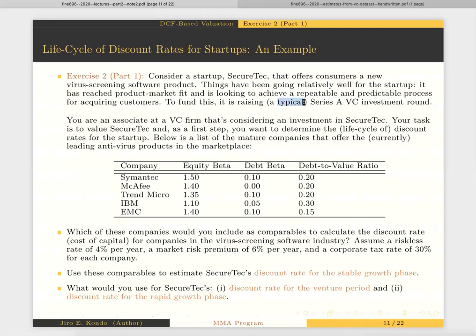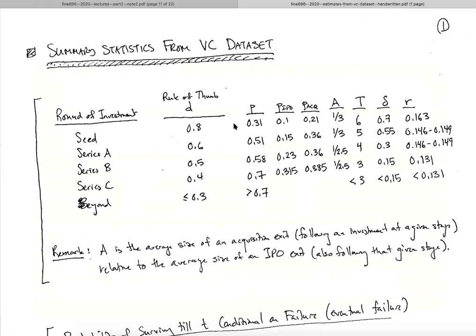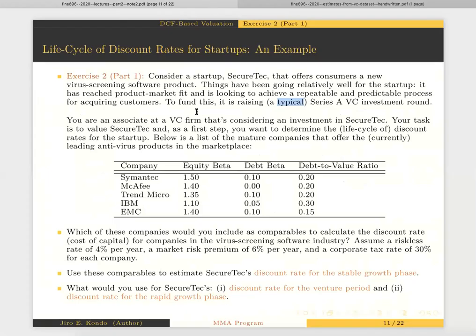I'm assuming it's a typical Series A. When I say typical Series A, what I basically mean is I feel comfortable using the Series A numbers for this startup. If this was a company raising a Series A, but I thought it was more mature than a typical Series A, and it better resembled a Series B, then I would make a judgment call to use the Series B numbers instead. But we'll assume here it's a typical Series A.